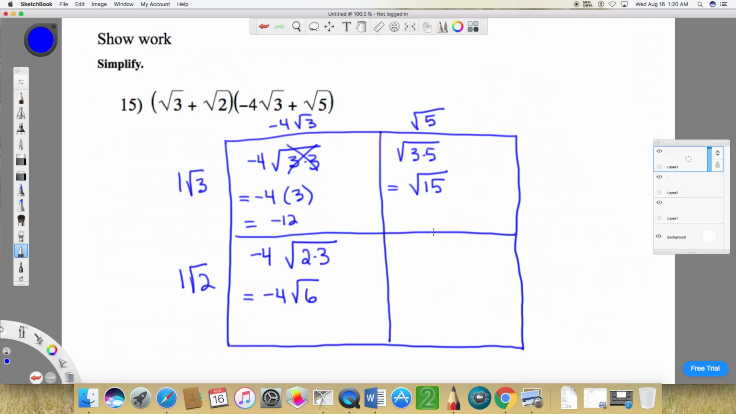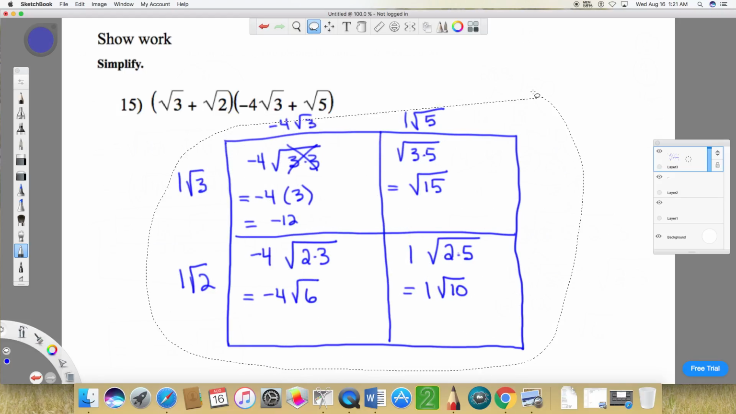What about over here? Well, we have 1's out in front, or at least the 1's are implied, and 1 times 1 is 1. And we can write the square root of 2 times the square root of 5 underneath a single radical. And we don't have a pair, so we don't have to write the 1 times. We can put the 1 there if we want to. Square root of 10. So now that we have the entries in our table, what we want to do is add these together.